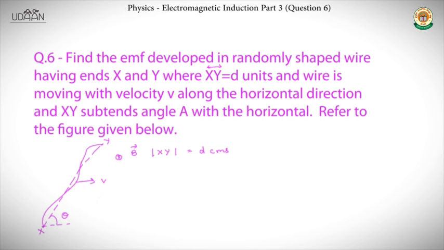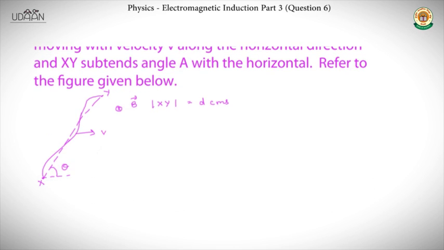See, in this question I have given you a randomly shaped wire, right? By now you must get an idea that whatever might be the shape of the wire, you might get the same answer. I only gave you the length of xy and the angle it subtends with the horizontal. So now I am going to explain how to solve this question.